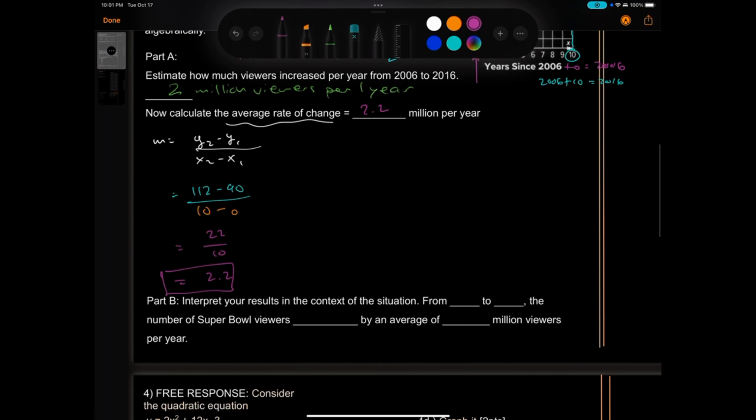Let's interpret your results in the context of the situation. From 2006 to 2016, the number of Super Bowl viewers increased. And again, I'm thinking increase because it's a plus here. By an average of 2.2 million viewers per 1 year. That's the one there, okay?